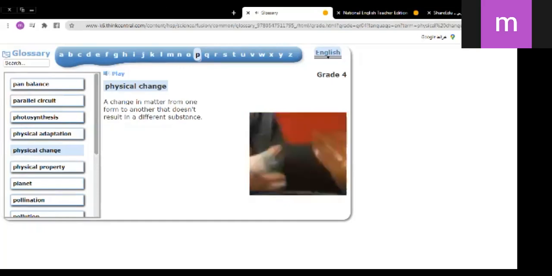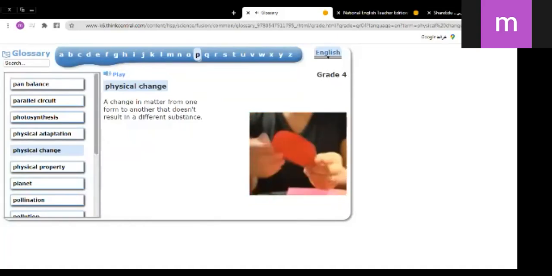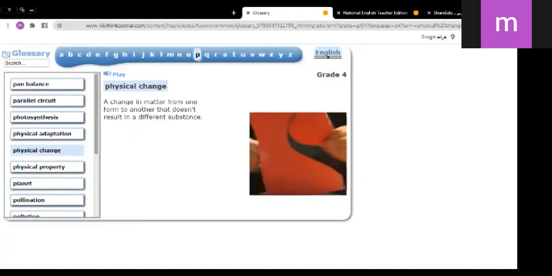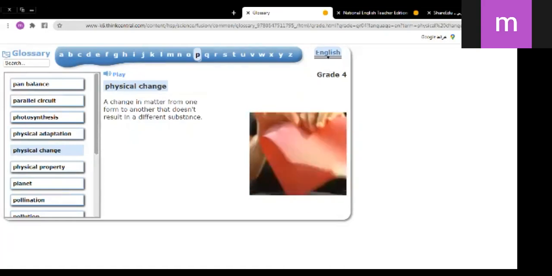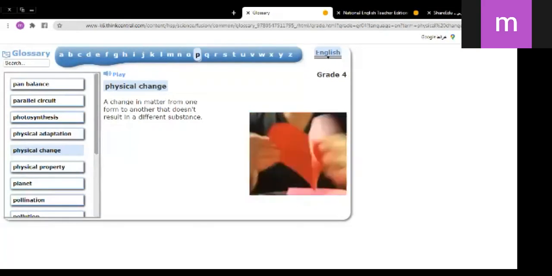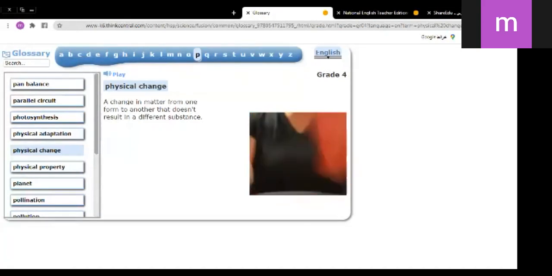Physical change. A change in matter from one form to another that doesn't result in a different substance. Mu'taz, what is physical change? A change in matter from one form to another that doesn't result in a different substance. Yes, like what? Like when you cut a paper. Yep. And you make like an emoji.